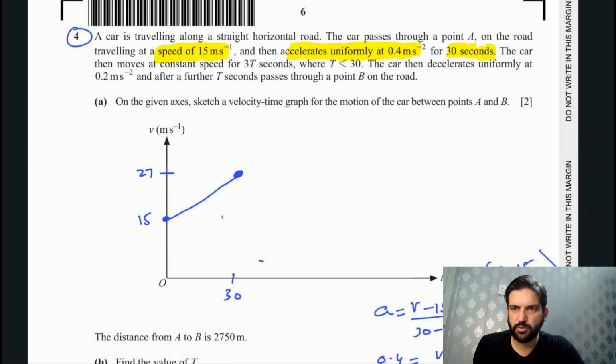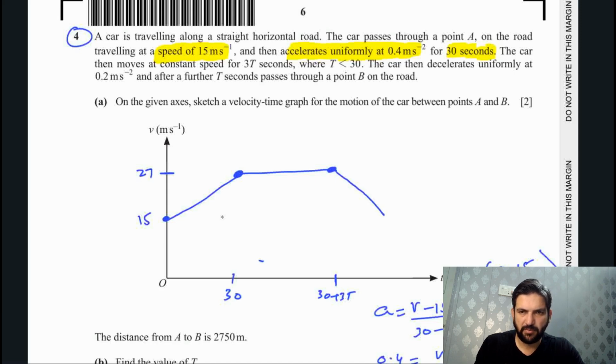Now let's move to the next part. The car then moves at constant speed for 3T seconds. For 3T seconds means that this will be the point. We can say it as 30 plus 3T, where T is less than 30. The car then decelerates uniformly at 0.2 meters per second squared, and after a further T seconds passes through a point B on the road.